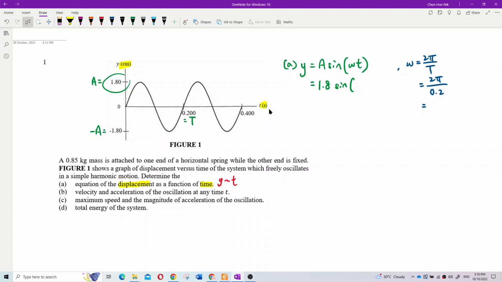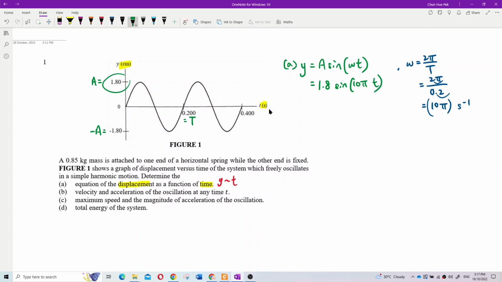Now you have 0.2. This one goes to one side. So it's 20 divided by 2 is 10 pi, right? 10 pi, so this is radian per second. Actually, radian you no need to write also. You can just write as per second, because radian is not a unit. So that's why here we have 10 pi.